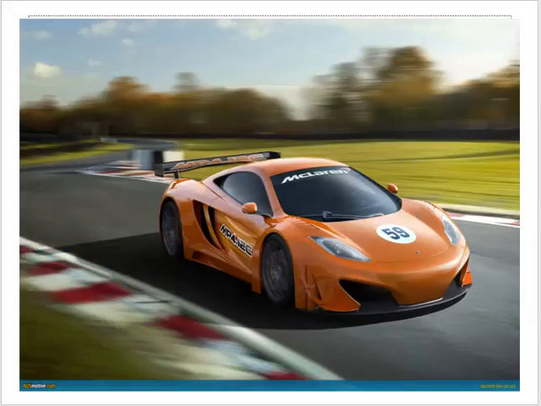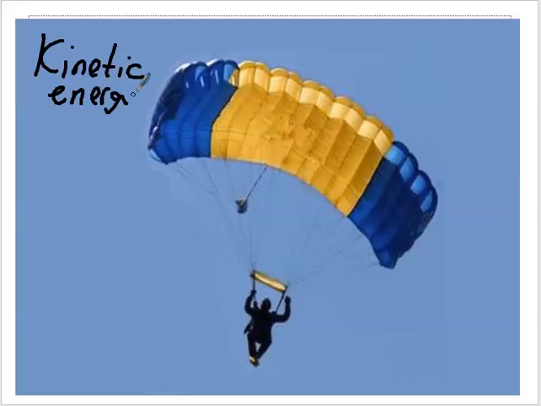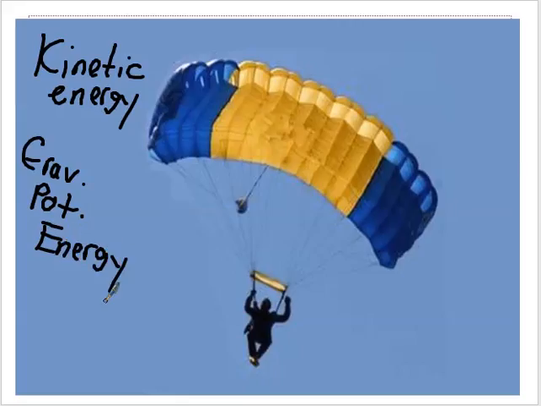Next picture. This guy parachuting. All right. What energies would he have? Well, we'd probably say that he'd have kinetic energy. He's probably moving. I doubt he's just sitting in midair. Okay. So he'd have kinetic energy. And we'd say he has gravitational potential energy. All right. So he has these two types of energies.